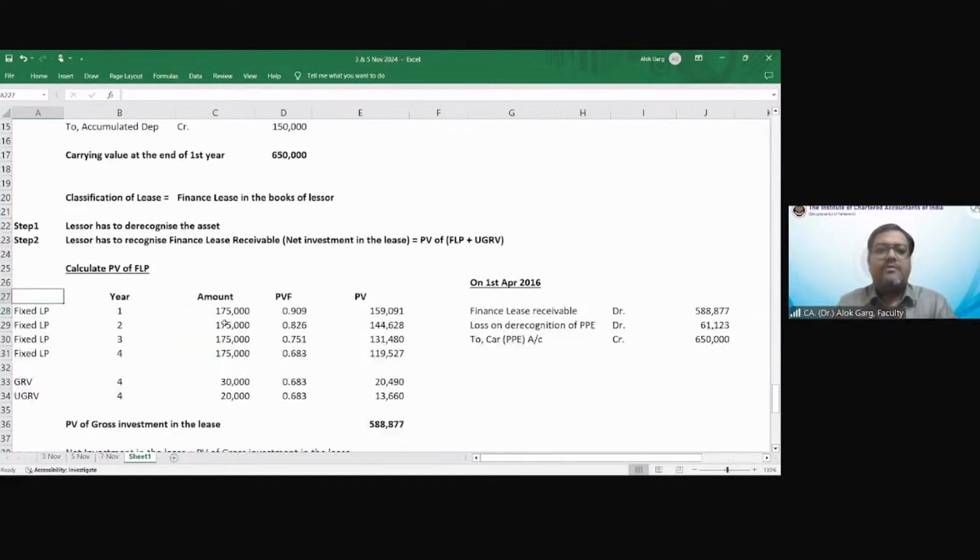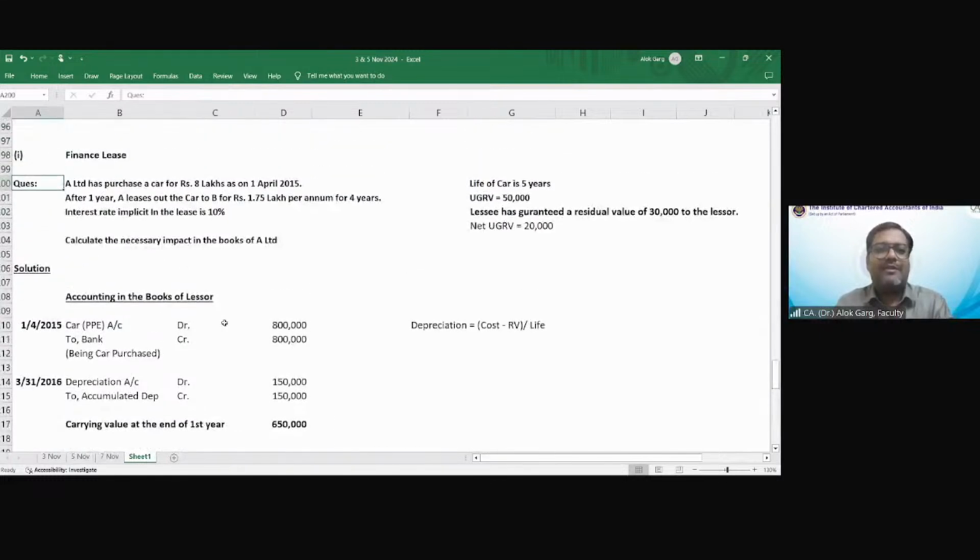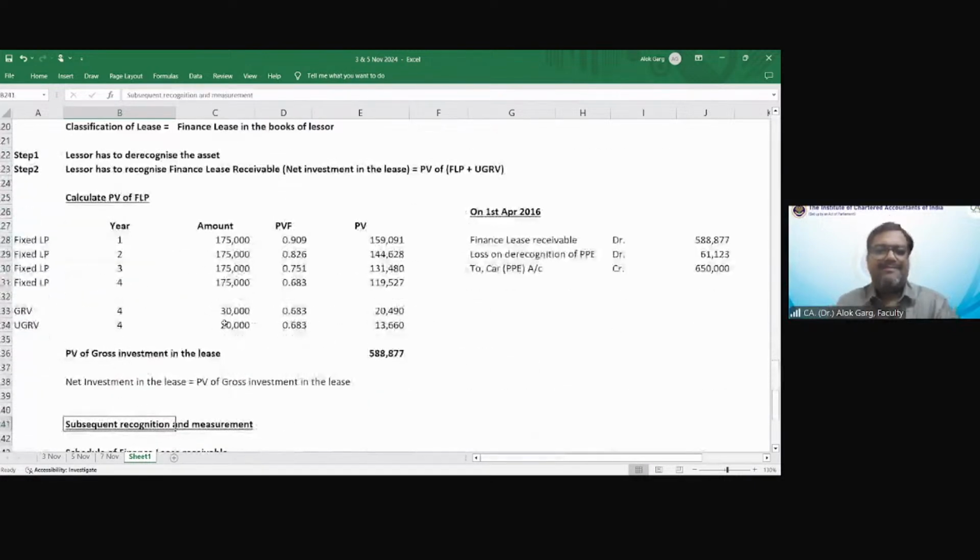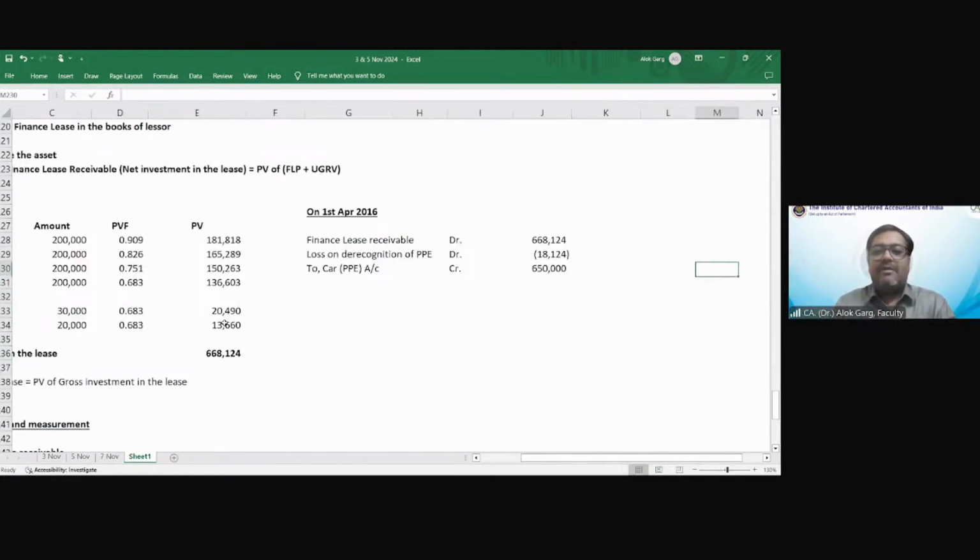It still hasn't worked out. Let's increase it a bit more. Not to worry. Let me make it 2 lakh per annum. Let's try 2 lakh. Now the profit has come, right? So as per 2 lakh, it is 668,124. So my finance lease receivable is 668,124. Instead of loss, it will be profit on derecognition of PP.